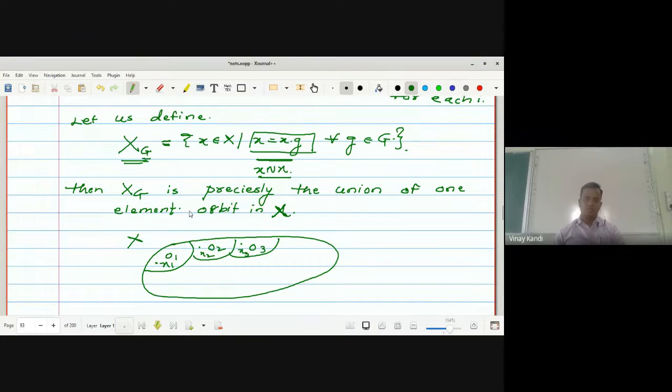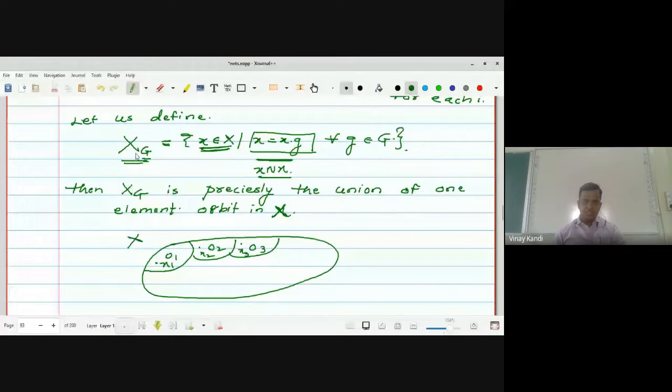Okay. Is it correct? X is related to Y. याचा अर्थ काय? X is equal to YG for some G. Is it correct? Okay. इथे Y च्या ठिकाणी काय आहे? X. So the collection of those elements belongs to capital X, such that X is related to X. That element is related to itself. Okay. Any doubt?